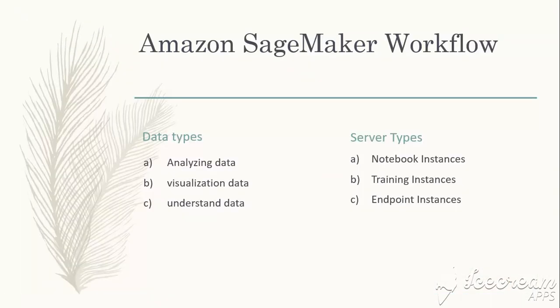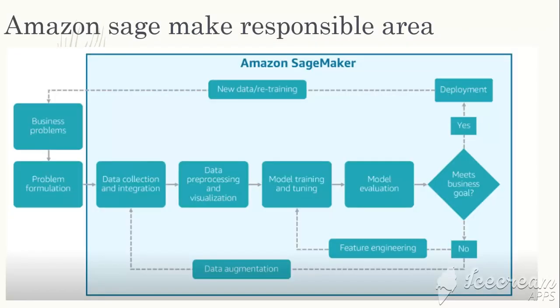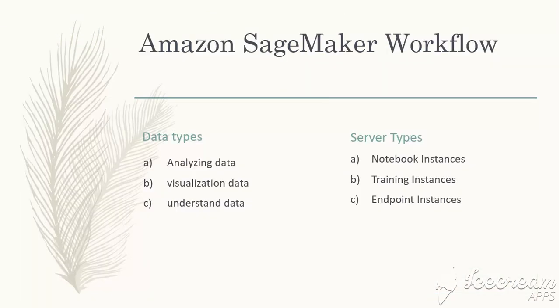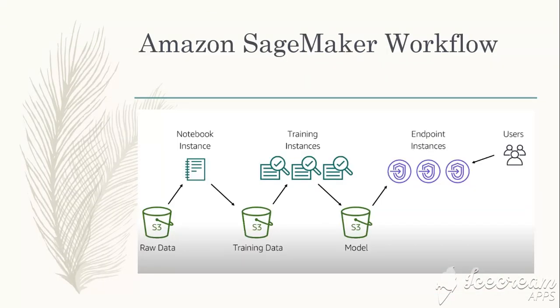So the Amazon SageMaker workflow. You have seen the Amazon SageMaker workflow to some extent. This is the Amazon SageMaker workflow. Here you can see three types of servers. One is the notebook instance. The other type is the training servers. The third type is the endpoint instance. All of these are computers or virtual machines in the Amazon environment.